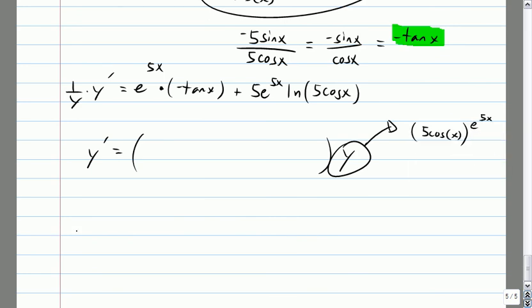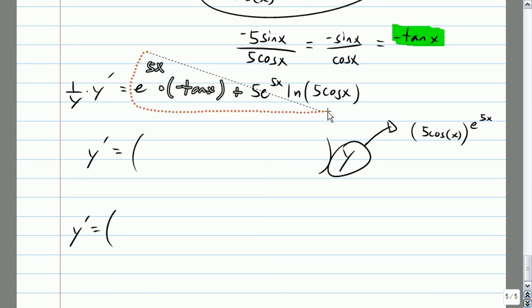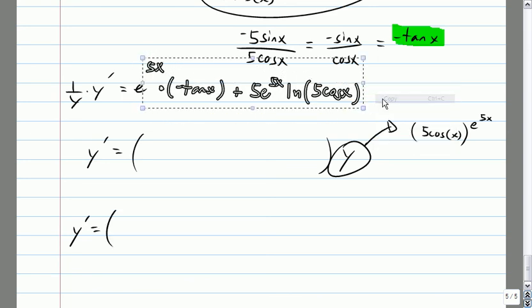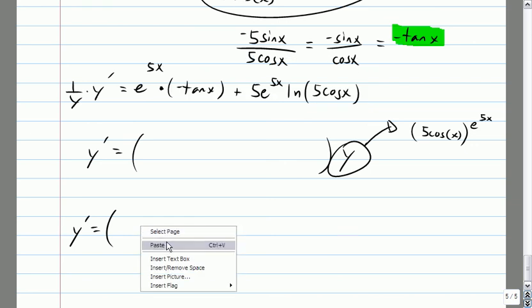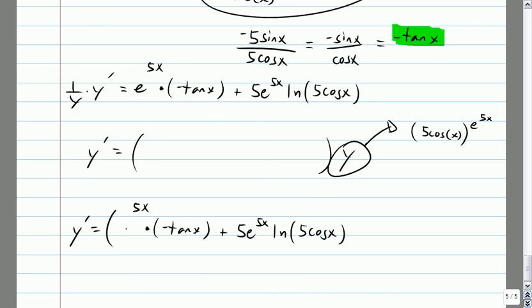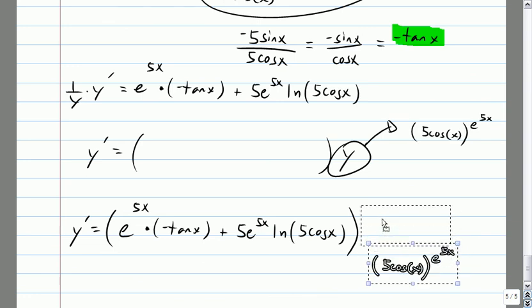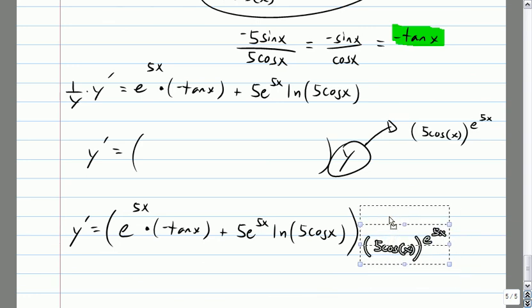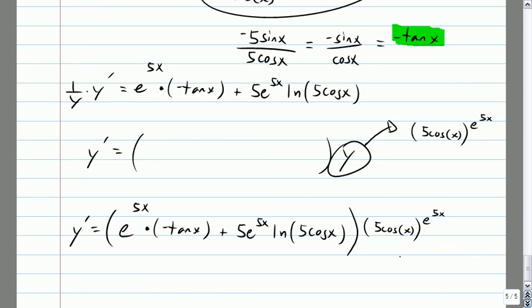So y prime equals that stuff multiplied by that. And that's it. That was so easy.